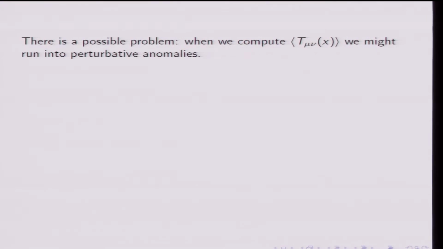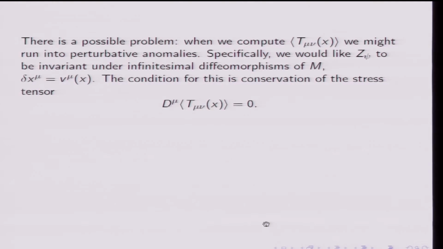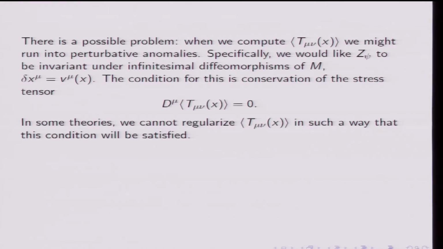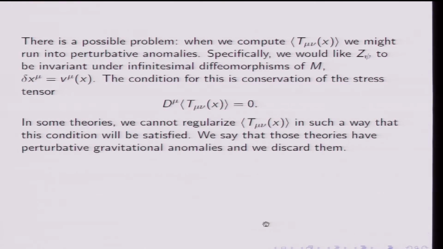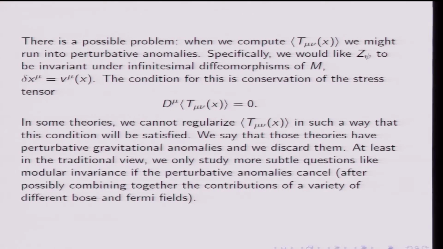Now, there is a possible problem, which is that the one-point function of the stress tensor might be affected by perturbative anomalies. We'd like the Fermion path integral to be invariant under diffeomorphisms, well, ultimately all diffeomorphisms, but at least under infinitesimal diffeomorphisms, where you shift the worldsheet coordinates by some infinitesimal vector field v mu. The condition for this to be true is that the stress tensor should be conserved in the sense that the divergence of the one-point function of the stress tensor is 0. In some theories, the regularized T mu nu does not have that property. And then you say that such theories have perturbative gravitational anomalies, and we discard them. So we will only study more subtle questions like modular invariance if the perturbative anomalies cancel, after possibly combining together the contributions of a variety of different Bose and Fermi fields.